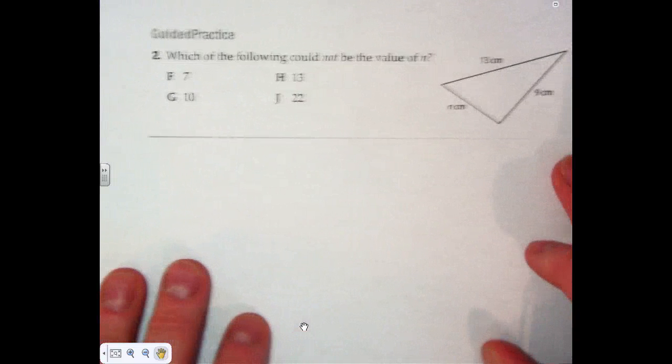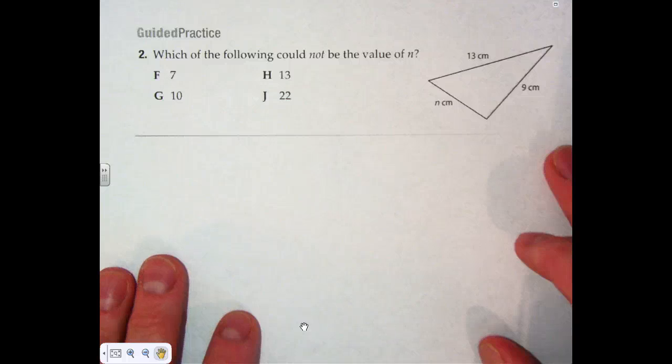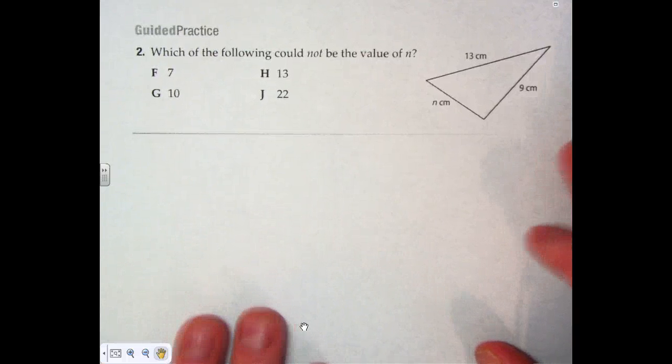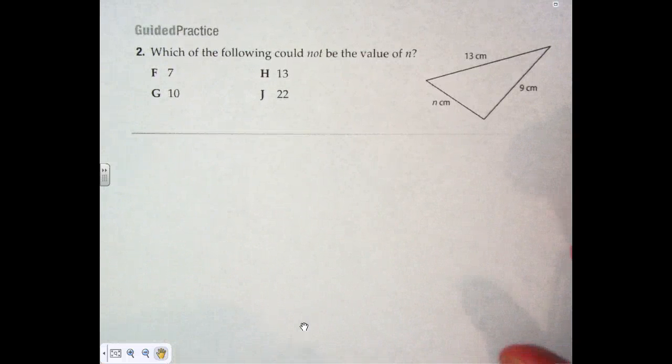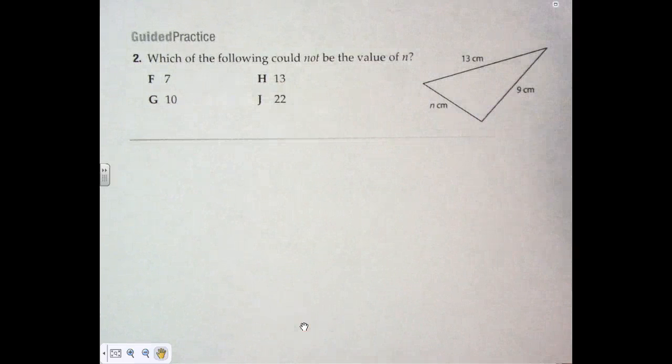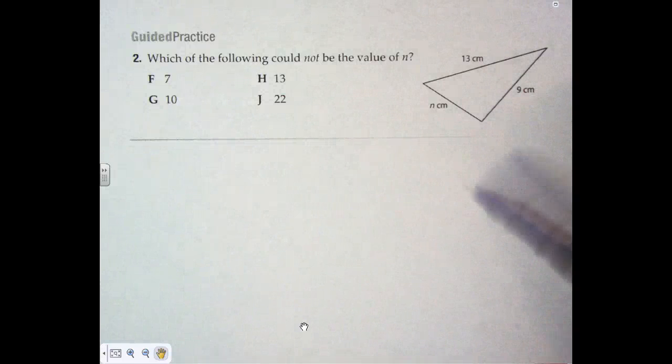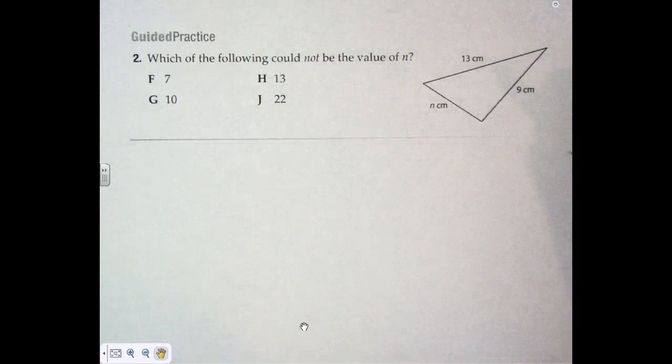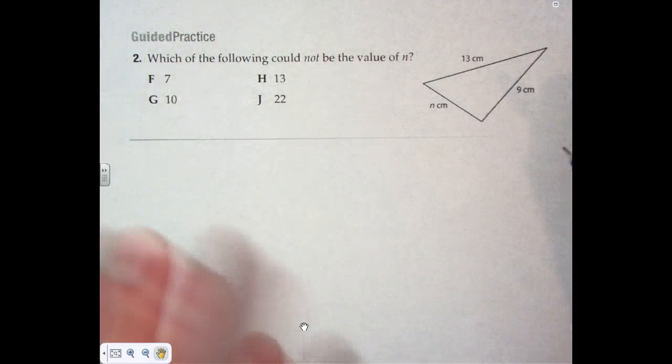Now, problem 2 from the guide to practice is a little more algebraic, and you have to go through almost by a process of elimination to sort this out. So the question is, which of the following could not be the value of n? You could just pick and choose and add them all up, but I want to show you the algebraic way to do it, and then we'll knock out which side doesn't work out.